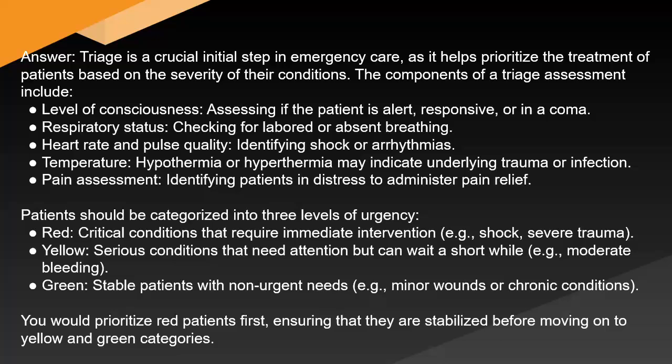Patients should be categorized into 3 levels of urgency. Red, critical conditions that require immediate intervention, e.g. shock, severe trauma. Yellow, serious conditions that need attention but can wait a short while, e.g. moderate bleeding. Green, stable patients with non-urgent needs, e.g. minor wounds or chronic conditions. You would prioritize red patients first, ensuring that they are stabilized before moving on to yellow and green categories.